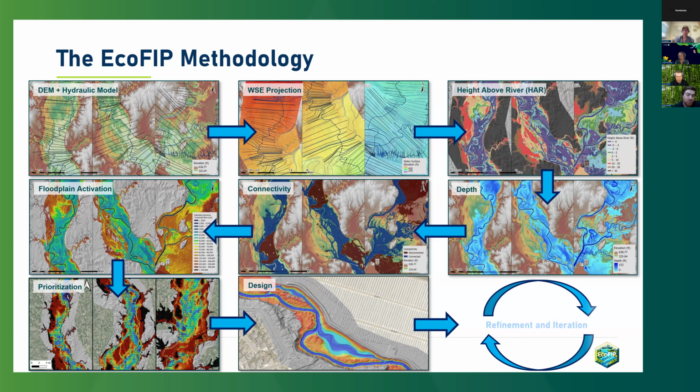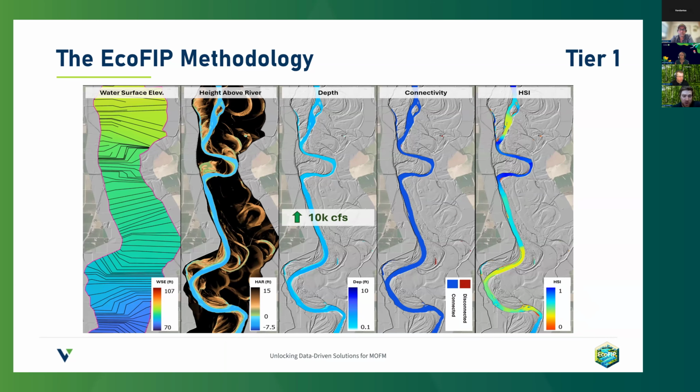And ultimately, we move through this whole process to very quickly get us from a high level understanding of our watershed to site level conceptual design that we can then carry forward beyond EcoFIP into engineering design to actually implement projects on the ground. So stepping into each of these tiers with a little bit more detail, tier 1, as I mentioned, is our large scale inundation potential step.